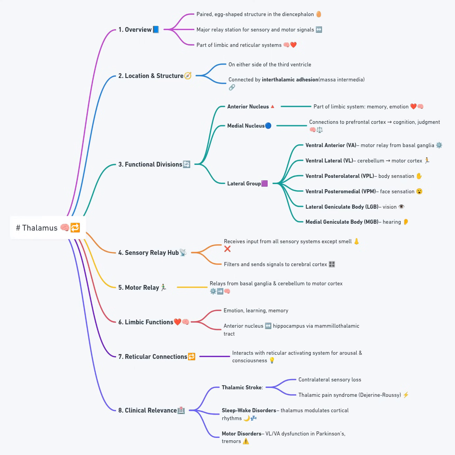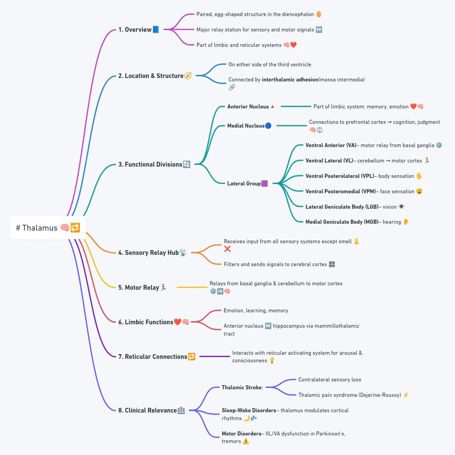Just inferior lie the ventral posterolateral and ventral posteromedial nuclei, which carry somatosensory information. The VPL receives body sensation via the medial lemniscus and spinothalamic tracts, while the VPM receives face and taste inputs from the trigeminothalamic and solitary tracts. Both project to the postcentral gyrus's primary somatosensory area.